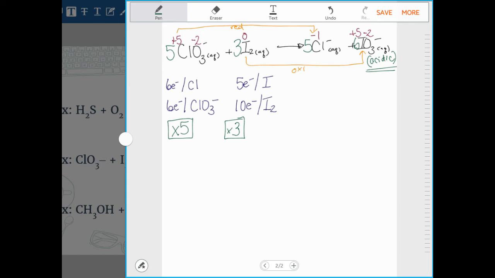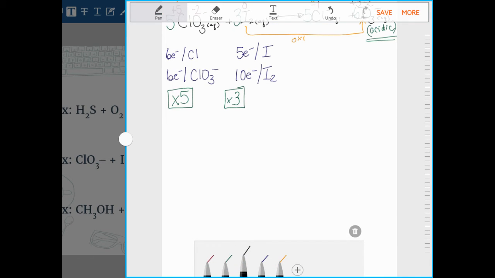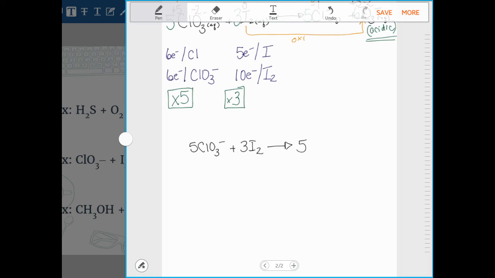I have all my components as aqueous in this solution. And in the example, it said that it was acidic. So I'm just going to rewrite out this equation with its balance with what we have so far, and we'll take a look at how we continue on with this. So I have 5 chlorates, 5 chlorines, and 6 iodines. Now again, everything is balanced except for our oxygens in this example.